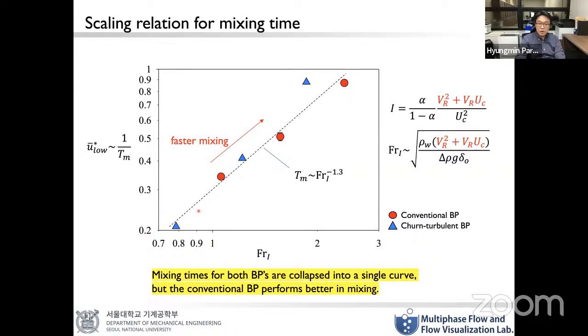And we can see that the mixing time for both bubble plumes, whether it is conventional or turbulent, collapses into a single curve nicely, as you can see here. Okay, and this was the interfacial momentum transfer, and for the Froude number we use the same velocity scale. But the interesting thing is the conventional one is better in terms of the mixing.